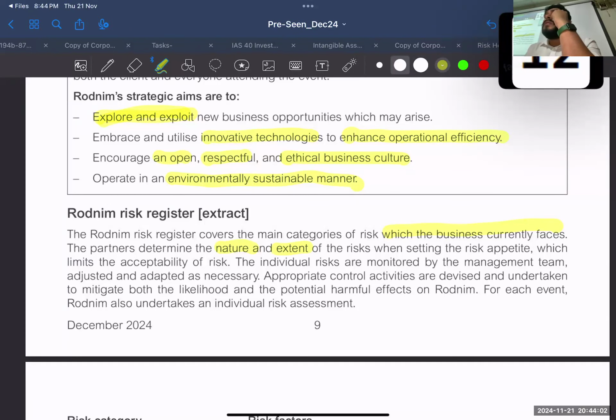Sir, don't you think that there can be a TARA model being applied if I'm given further information on the risk? When setting up the risk appetite, how much amount of risk will be acceptable, which limits the acceptability of the risk. The individual risks are monitored by the management team, adjusted and adapted as necessary. Appropriate control activities are devised and undertaken to mitigate both the likelihood and potential harmful effects. Sir, likelihood and probability.